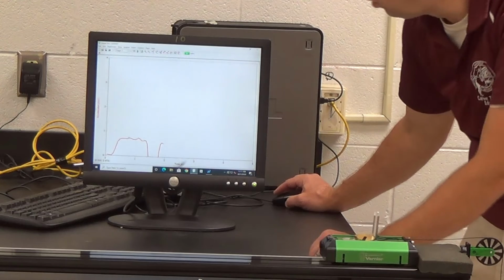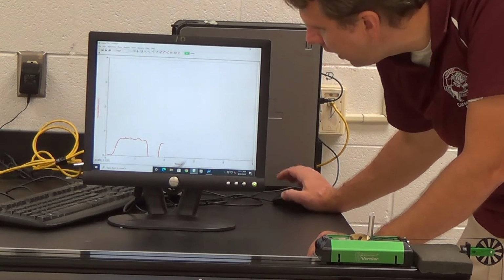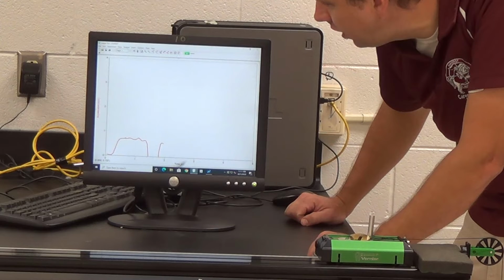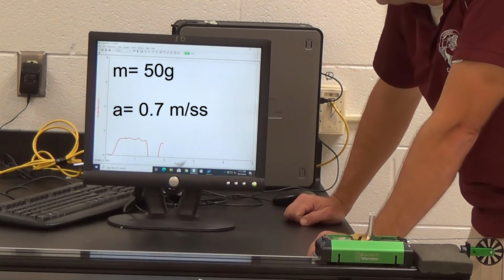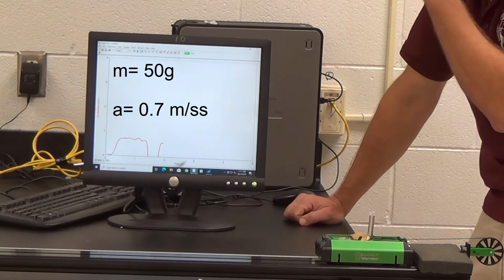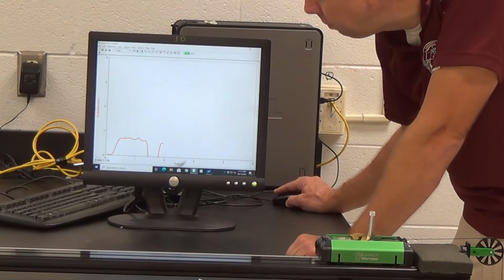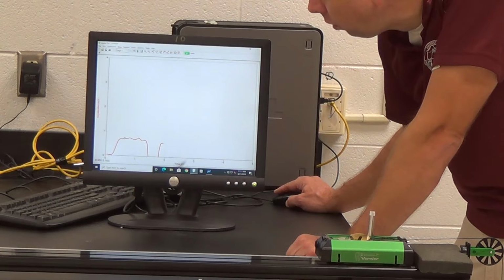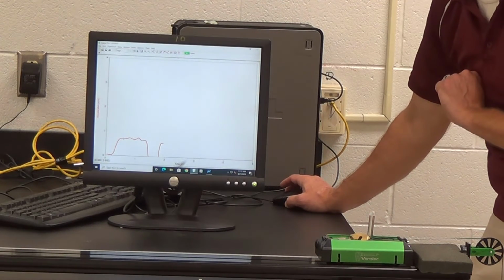All right, so it was during this time period right here, and if I hover there, I find our acceleration is around 0.7. I feel we're only accurate to about 1 sig fig here. It's 0.73 right where it's at, but it does bounce up and down quite a bit. And so we're just going to go with 0.7 for the pan of 50 grams.